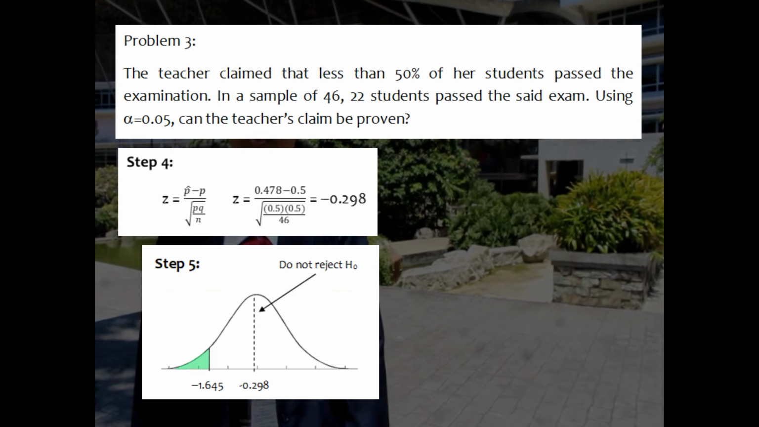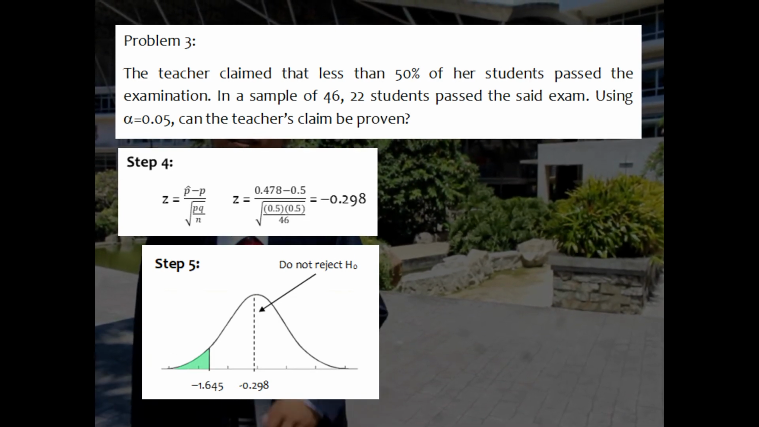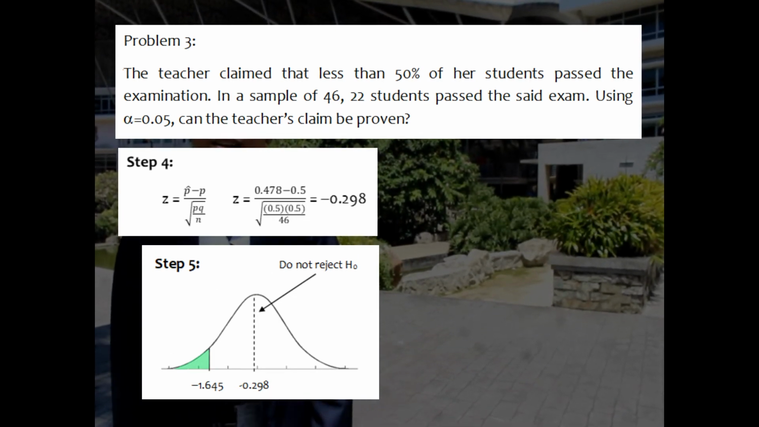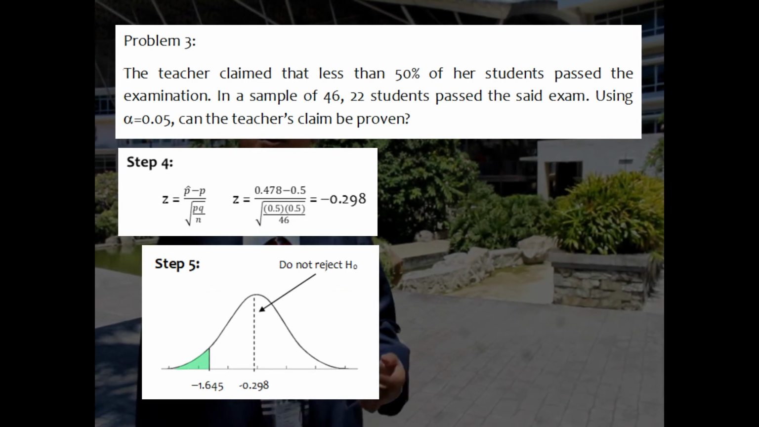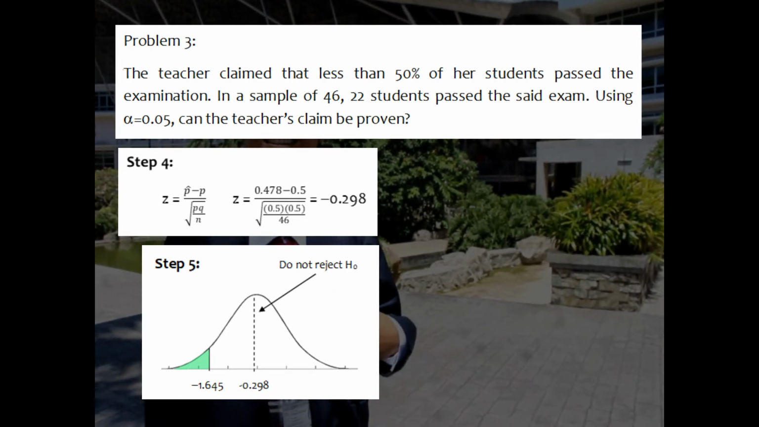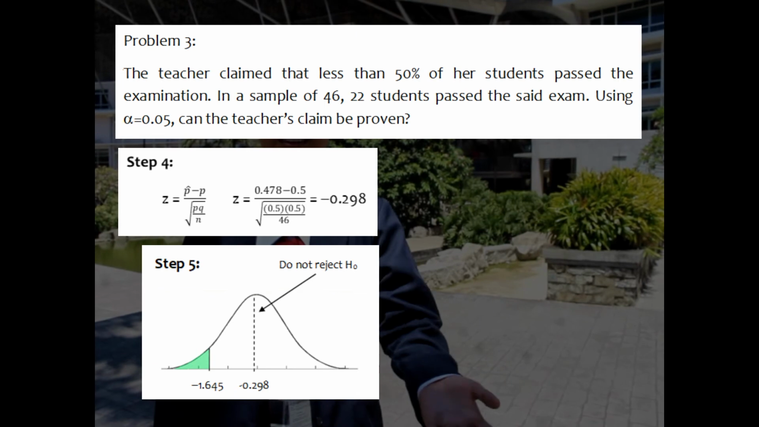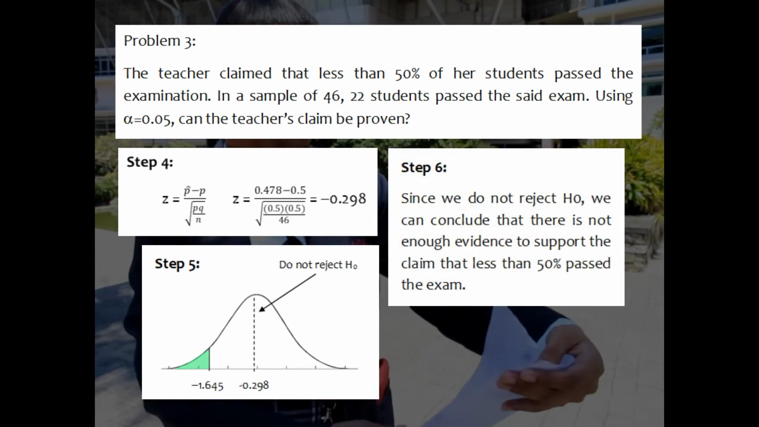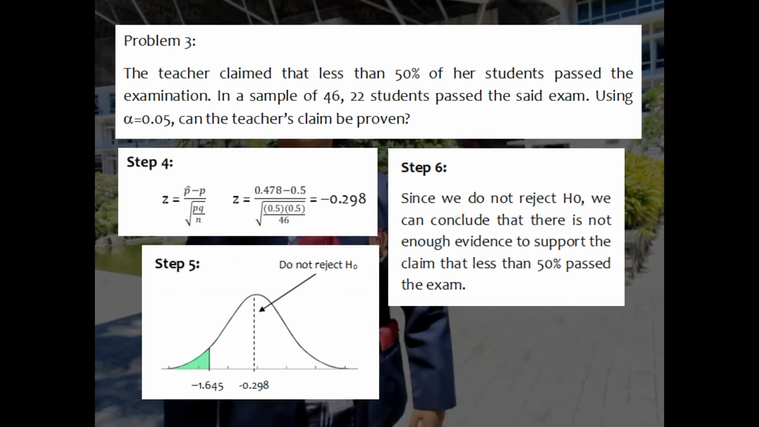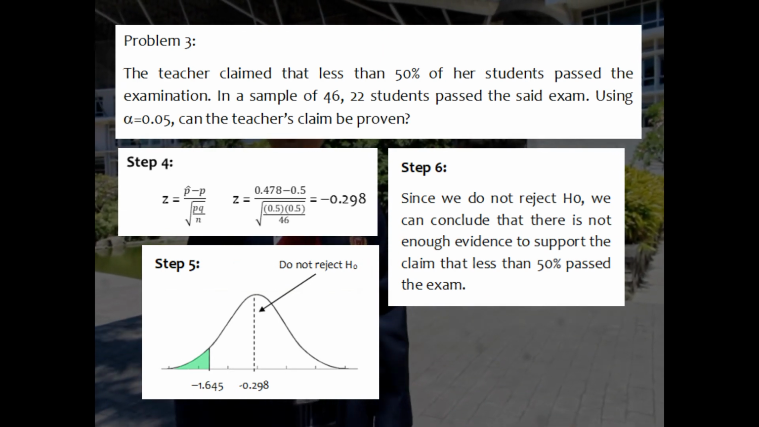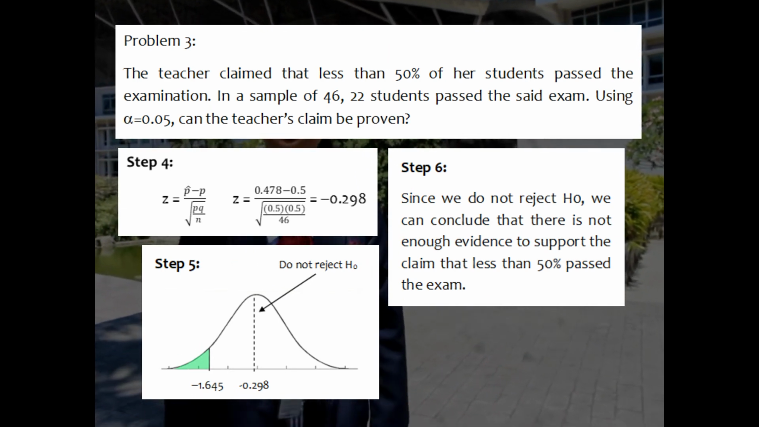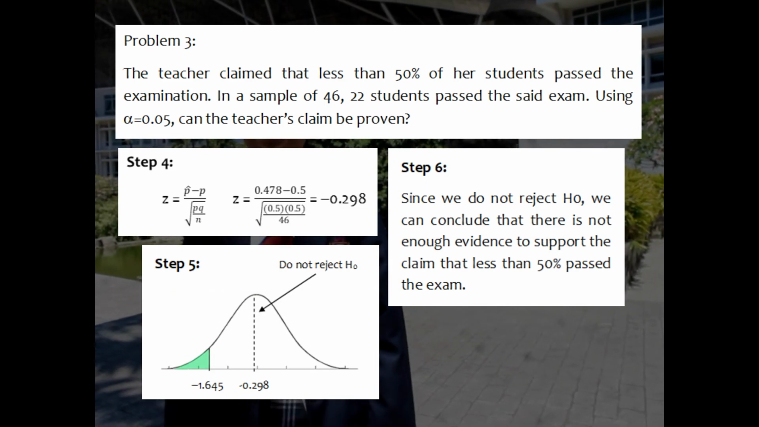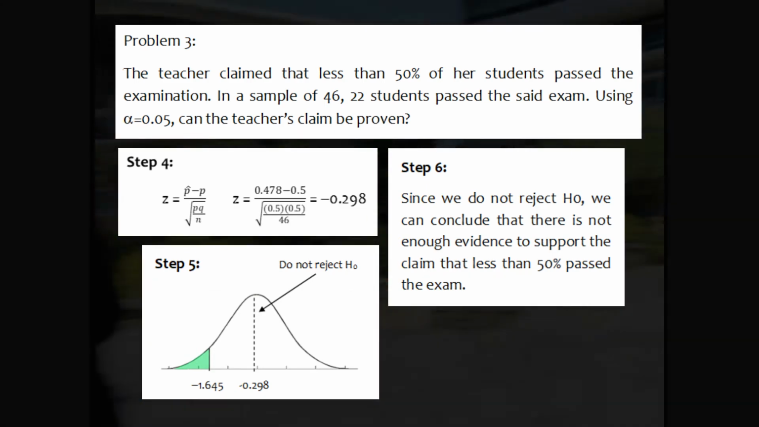For step 5, this is going to be left-tailed, and we will shade the left side of negative 1.645. Now we are going to look for the solved Z value, which is negative 0.298, which lies in the non-rejection region, meaning we do not reject H0. For step 6, for conclusion, since we do not reject H0, we can conclude that there is not enough evidence to support the claim that less than 50% of the students passed the exam. Get it? That is how we answer this type of problem.